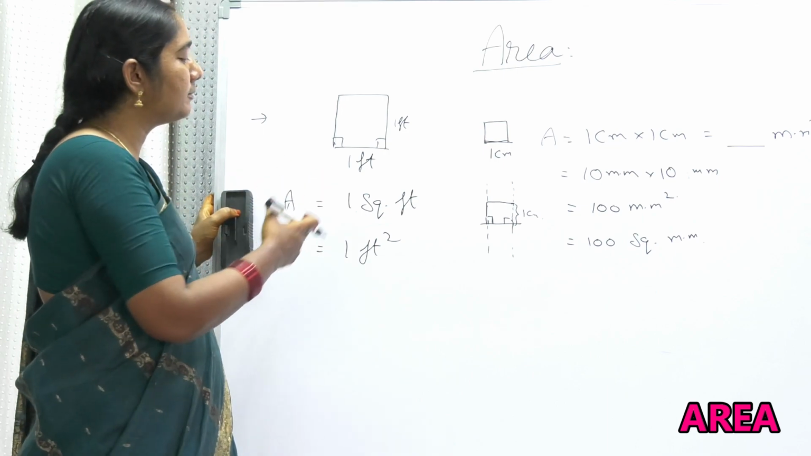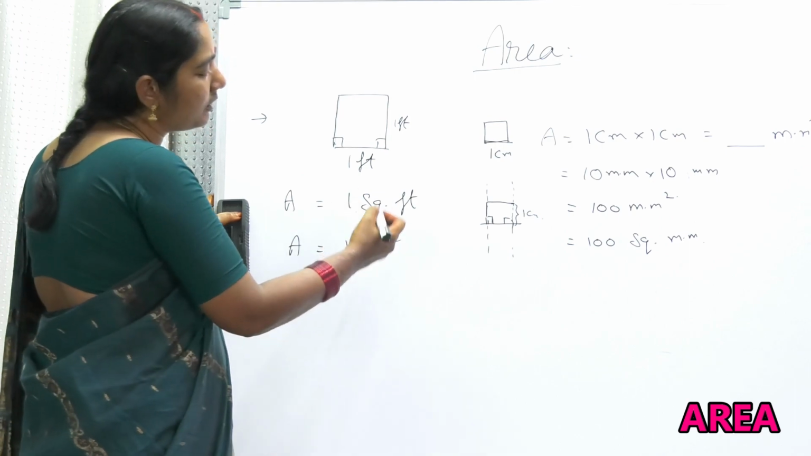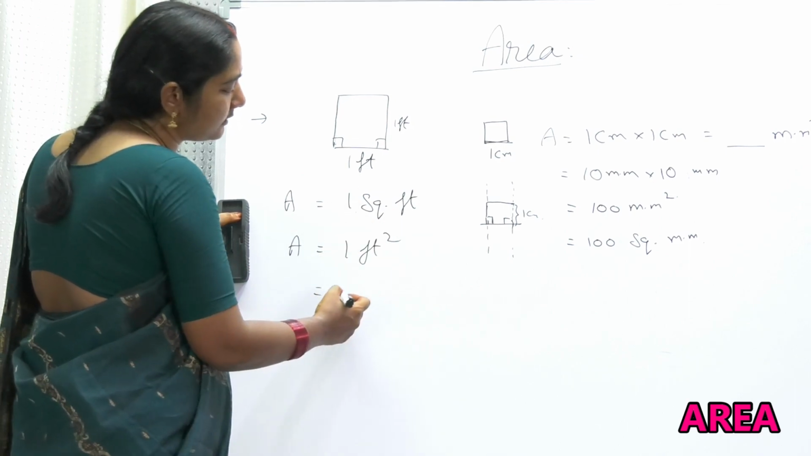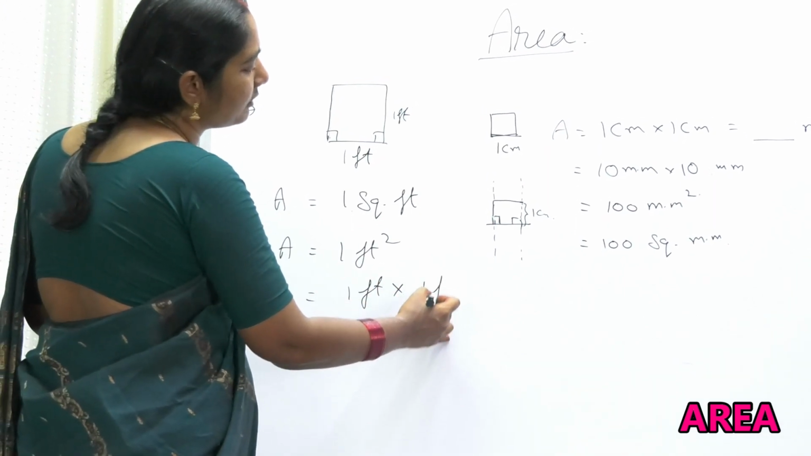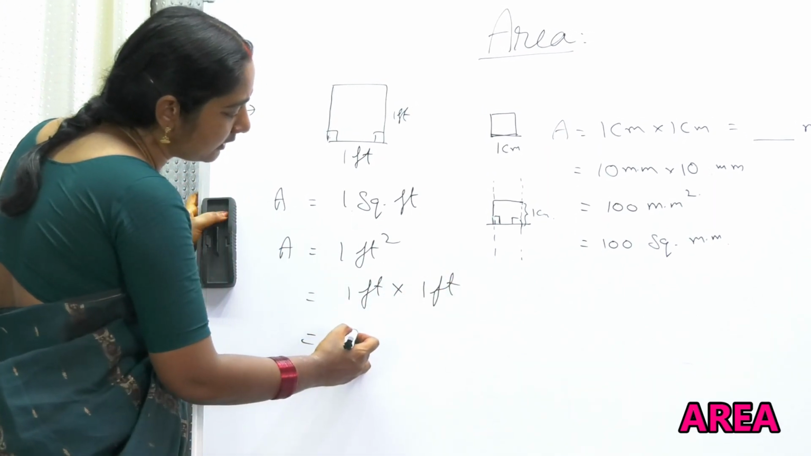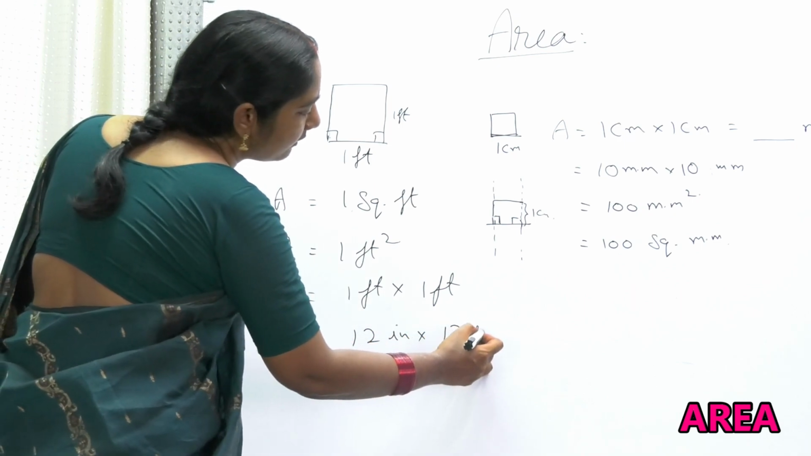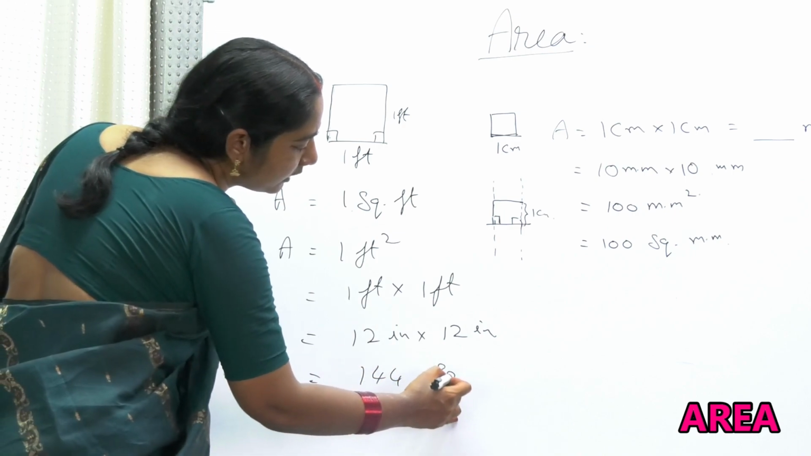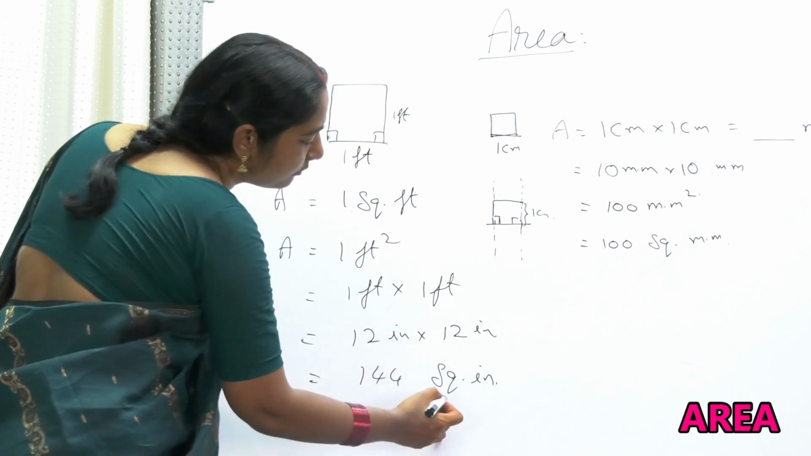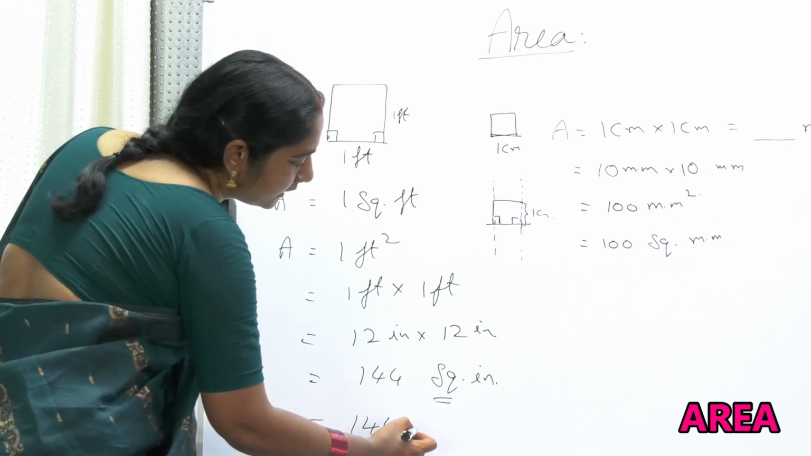Now you understood the meaning of 1 square feet. Now please try to convert 1 square feet into square inches. You know that 1 square feet is nothing but 1 feet into 1 feet. So 1 feet is nothing but 12 inches. You know that it is 12 inches. Again 12 inches. So 12 into 12 is 144 square inches. Don't forget to put the square. Or 144 inch square.